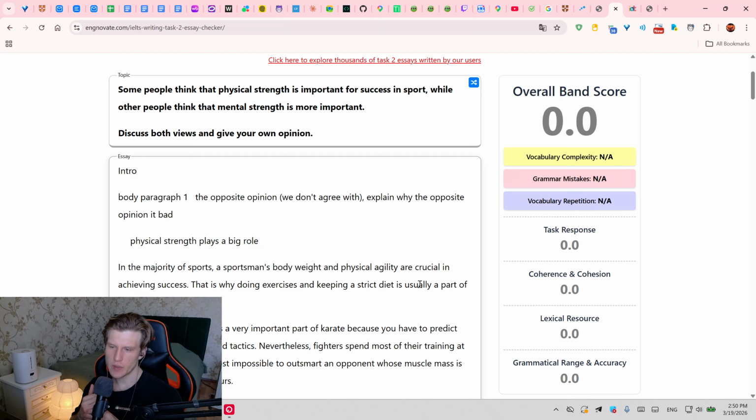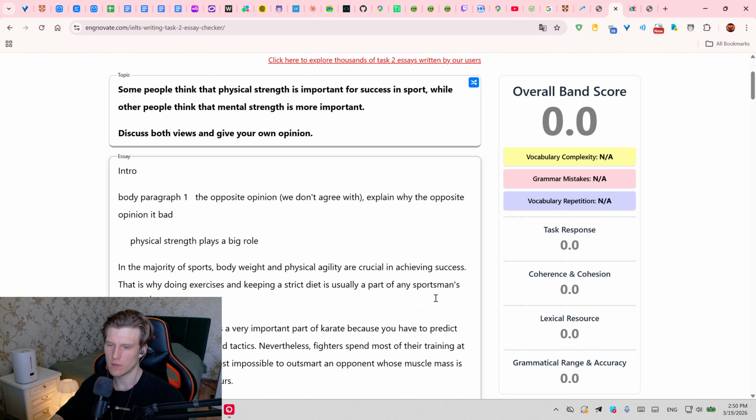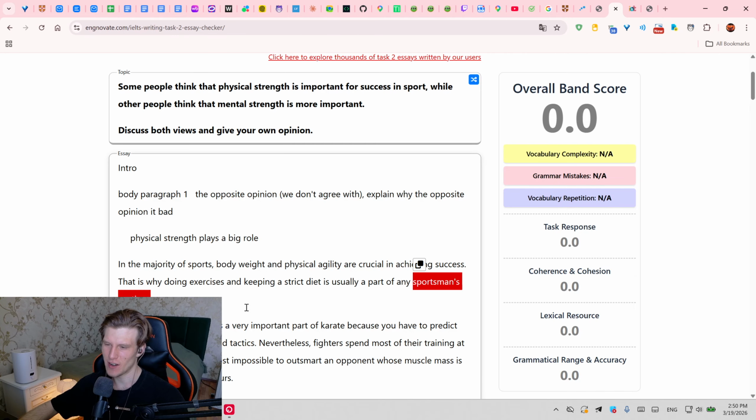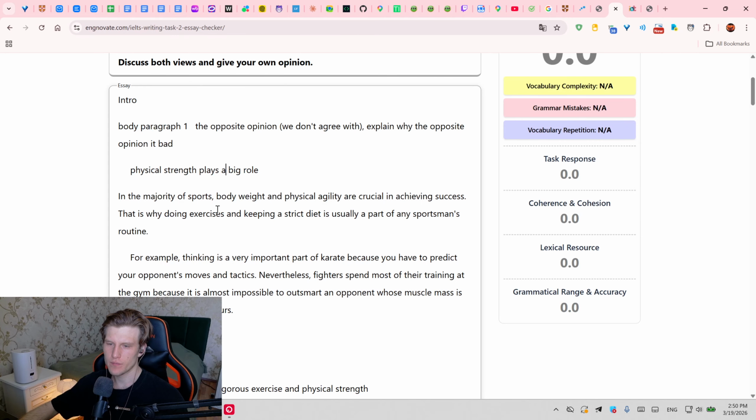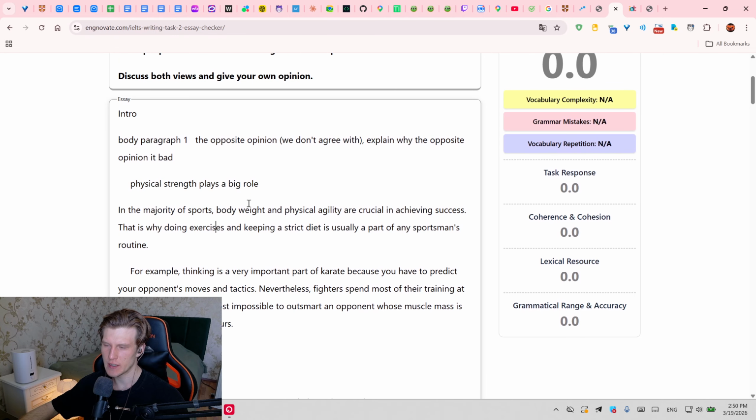We can say any sportsman's routine. Okay, you know what? Here I would remove sportsman's body weight and so on, and say of any sportsman's routine, because here it didn't really do much, and this is the right way to put it. Okay, and that's body paragraph 1. I will write it after that. I don't want to spend much time rereading it.